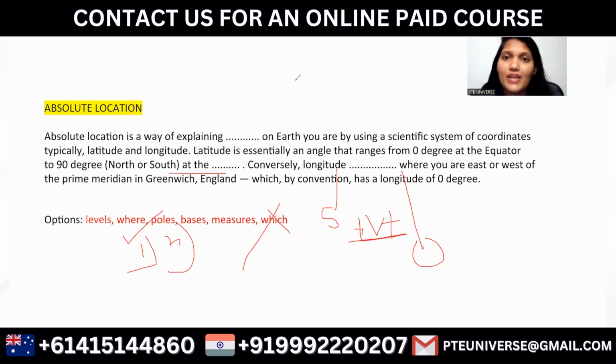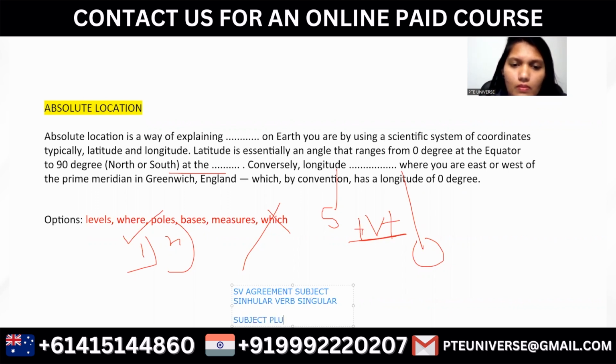Now what comes in PT reading? This is a basic examiner rule and I would like to write it. Please jot it down in your copy. Subject-verb agreement: if the subject is singular, the verb will be singular. If the subject is plural, the verb will be plural. Make sense? So subject singular, verb singular; subject plural, verb plural.